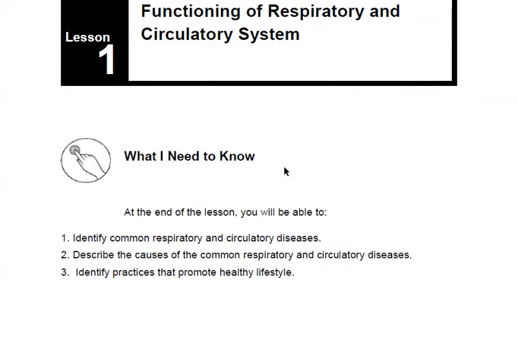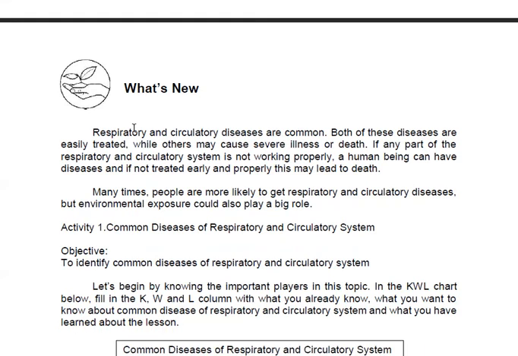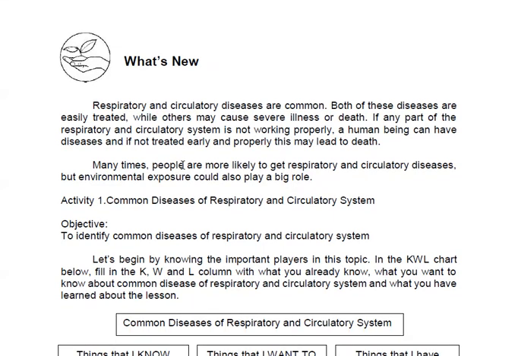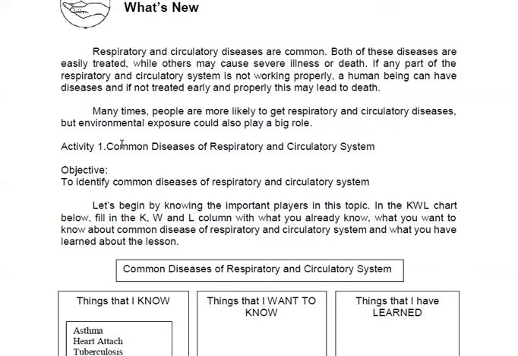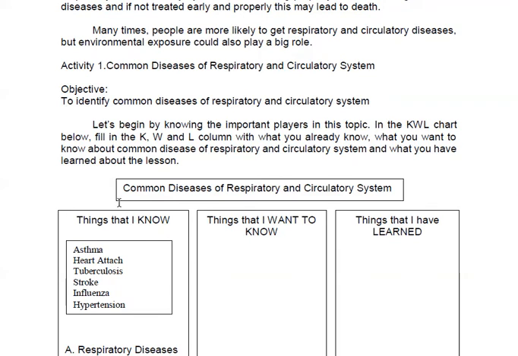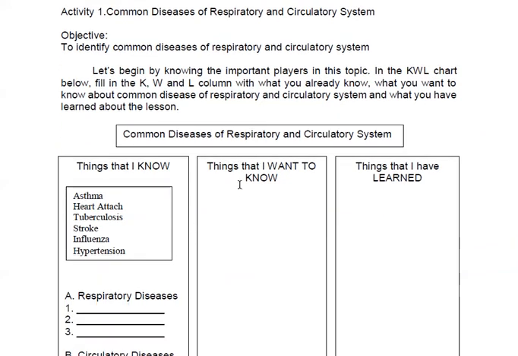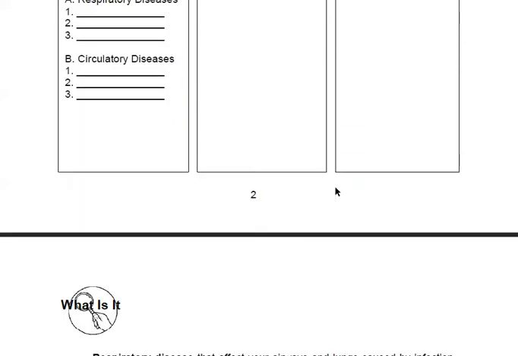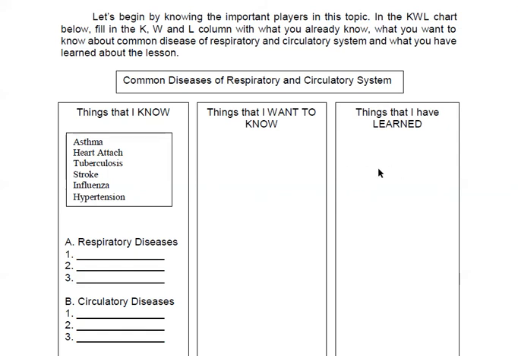So here, you have to read this. It's all about the respiratory and circulatory diseases. And as you know, if your respiratory and circulatory system is not working properly, a human being can have diseases, and if not treated early and properly, this may lead to death. Here, you will not be answering this in your answer sheets, but if you have your science notebook, you may answer them. You can just write the things that you want to know and the things that you have learned.